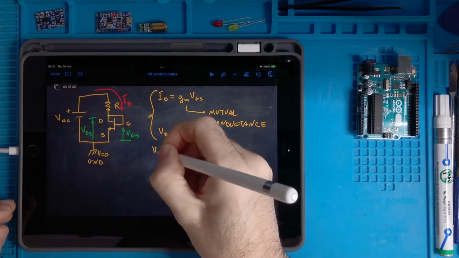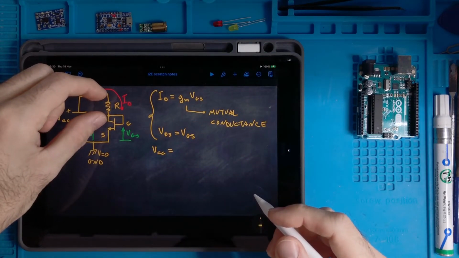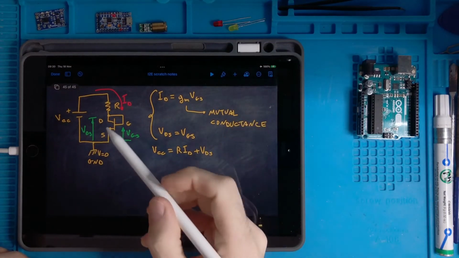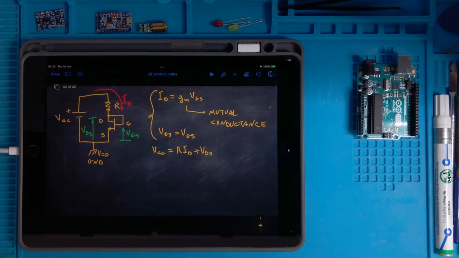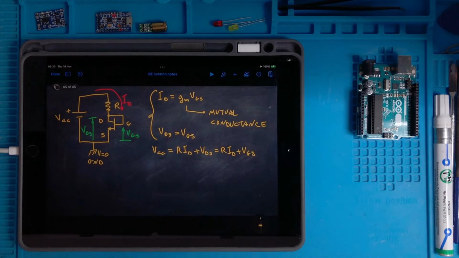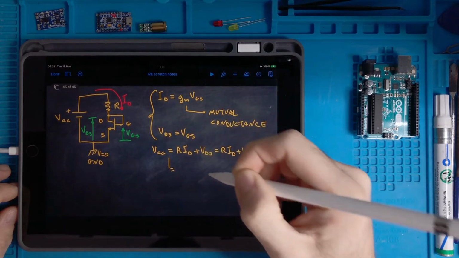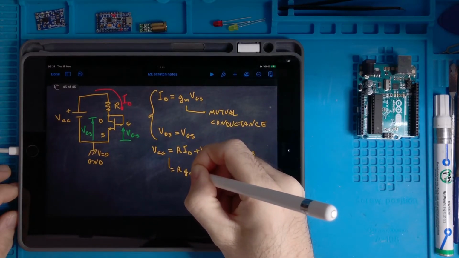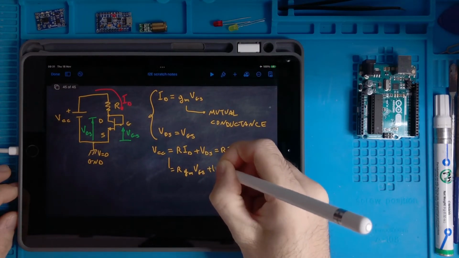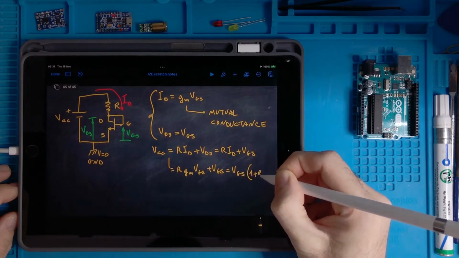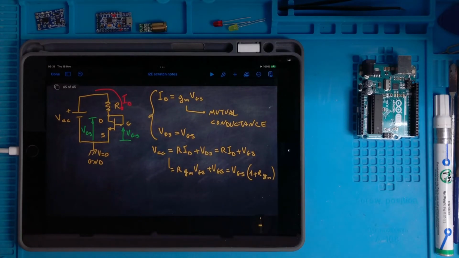Then I can notice that VCC equals the voltage drop across the resistor R, which is R ID, plus VDS, as we said in the single transistor amplifier, but this is R ID plus VGS because of this connection. And then I can make some substitution. So in place of ID I put Gm VGS. So this is R Gm VGS plus VGS. I'm just copying this, and this is VGS multiplied by 1 plus R Gm. Okay.